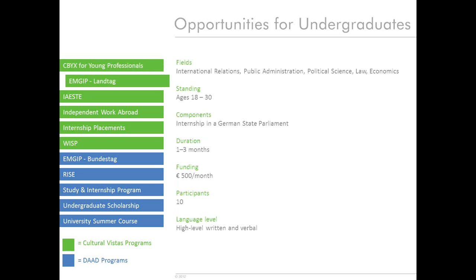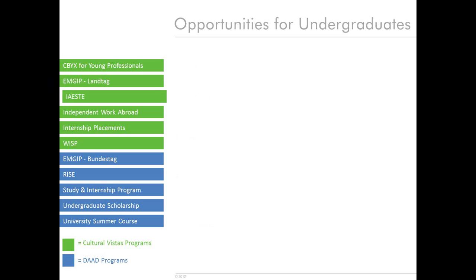We are also a sponsor of the MGRIP program. That stands for the Emigre Memorial German Internship Program. And it's a program with the German State Parliament. It's 1 to 3 months and can include some language training. The funding is 500 euros a month. It's a competitive program, 10 participants, and a high level of German is expected. But it's a wonderful experience, particularly for students interested in international relations, public administration, political science, law, economics, and public policy.